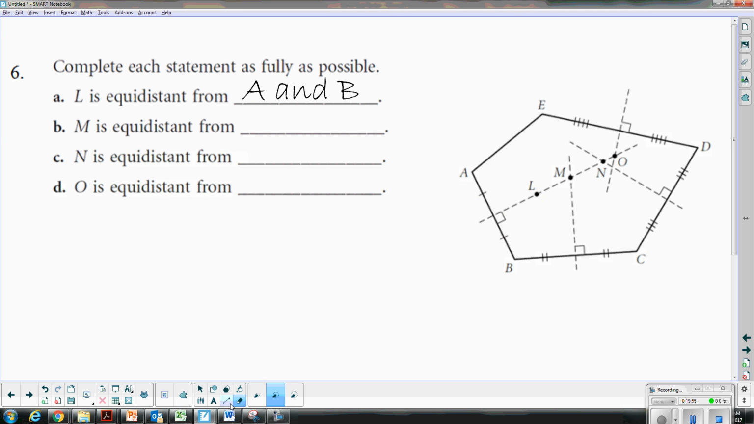All right, the second one is M. M is on two bisectors. It's on this bisector that bisects BC, and it's on this bisector that bisects AB. So M is actually equidistant from A and B and C, which means it's equidistant from A, B, and C.